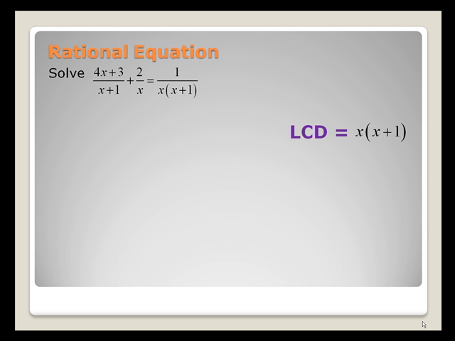We're going to take this LCD and multiply it in every term of our equation. Since we're multiplying by fractions, I would recommend that you write your LCD as a fraction, x times (x + 1) divided by 1.